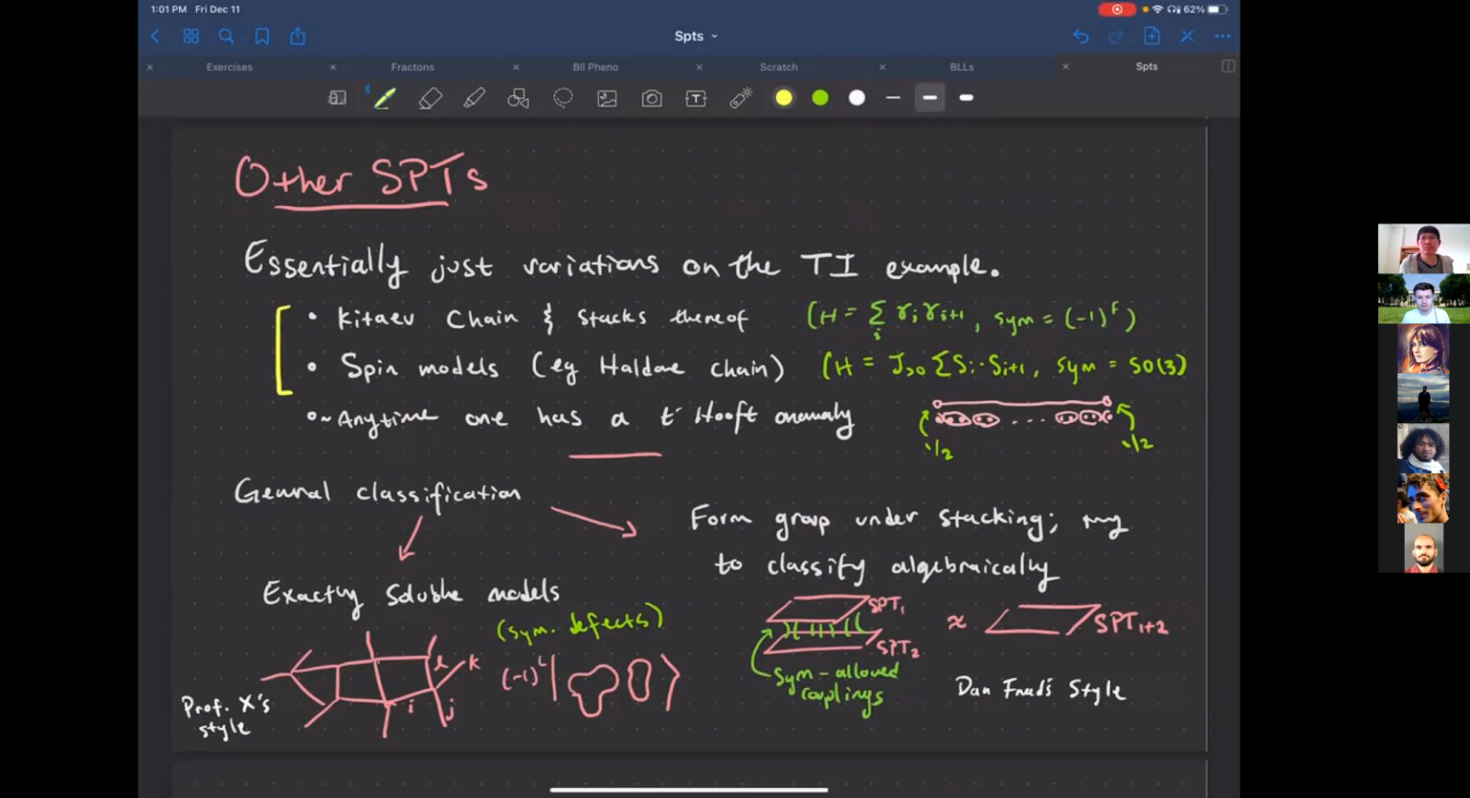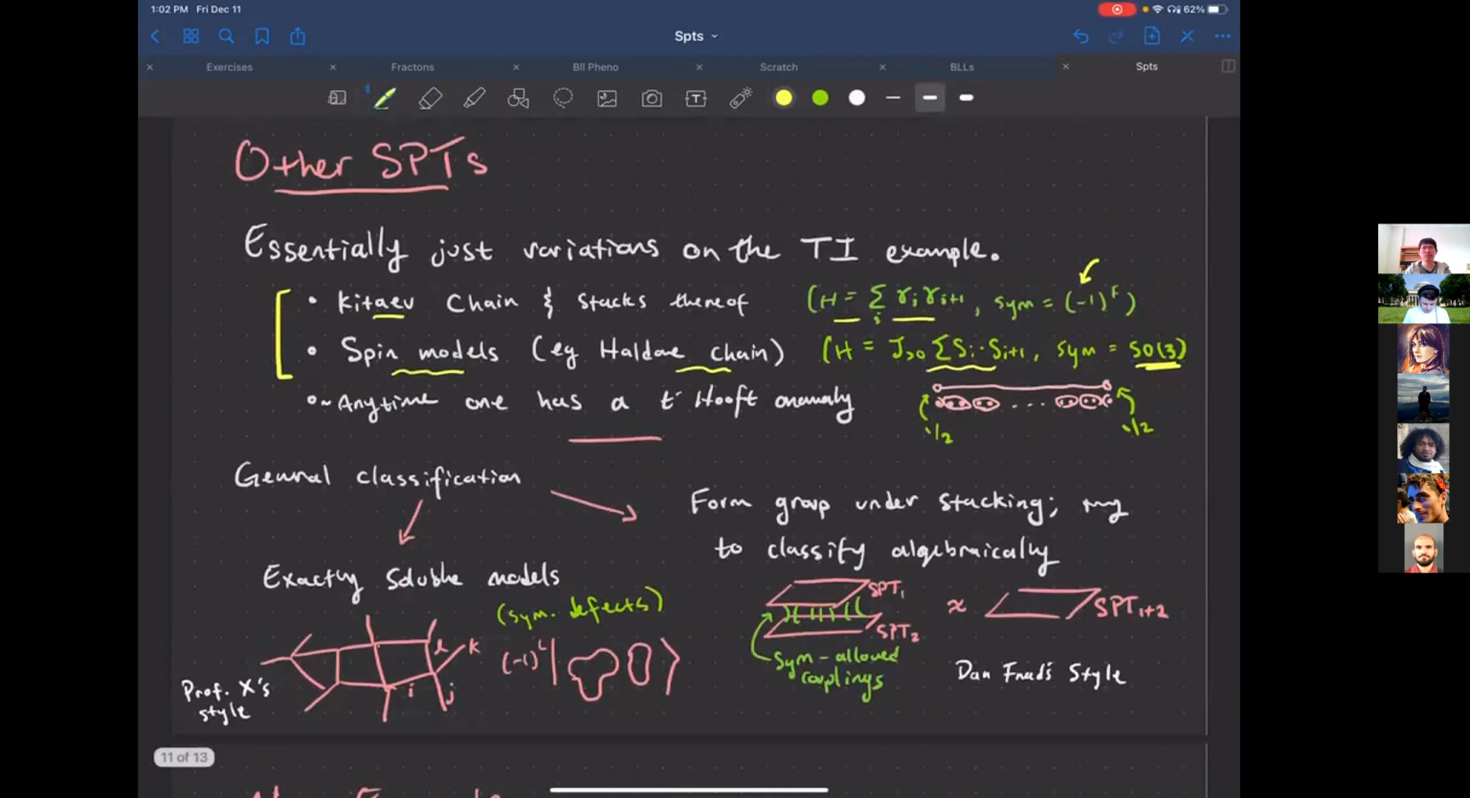People may have heard of the Kitaev chain, which is a chain of Majorana fermions with this Hamiltonian. The symmetry, the S in the SPT, is this fermion parity. There are some spin chain models. There's this famous Haldane chain, where the Hamiltonian is this. These are spin 1 operators. The S in SPT is this.